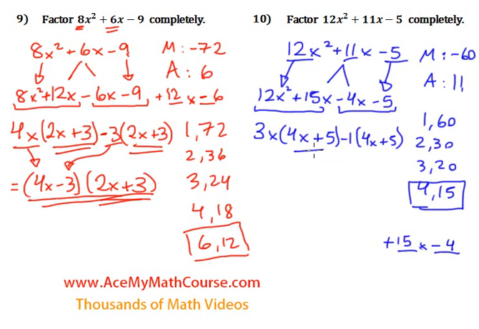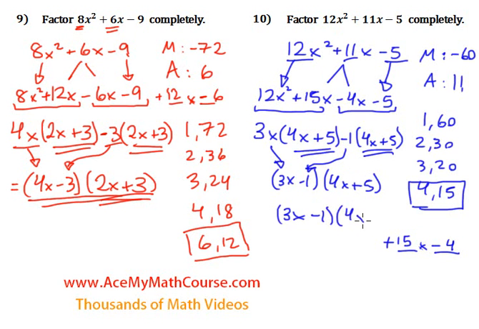Great. Now look at this. We have 4x plus 5 repeating. The 3x comes over here, and the minus 1 right there. So the fully factored form of our trinomial is 3x minus 1 times 4x plus 5.